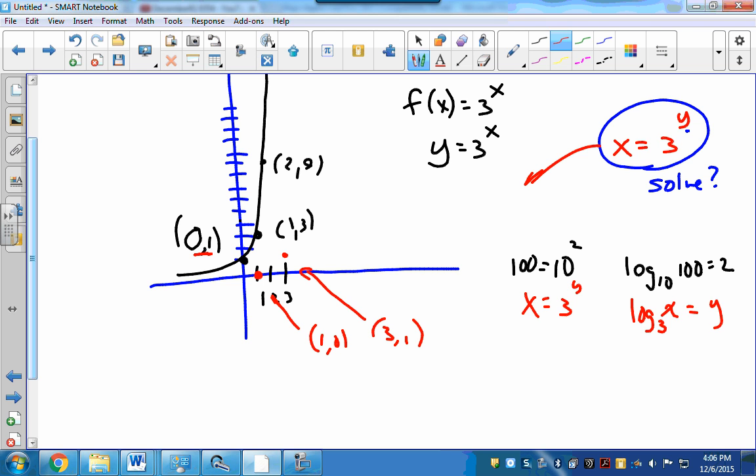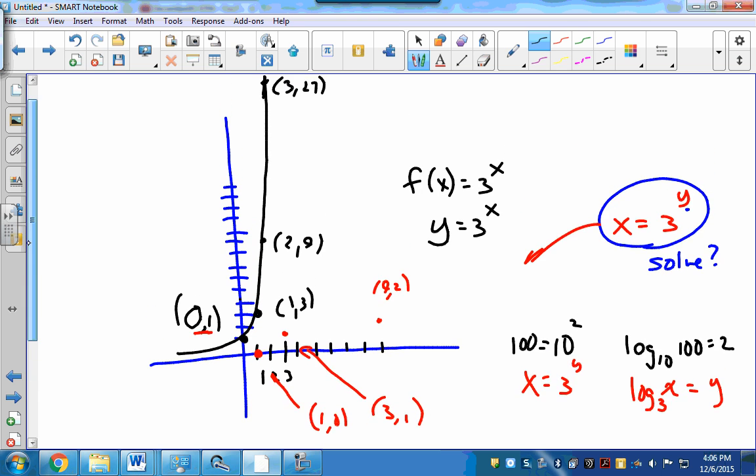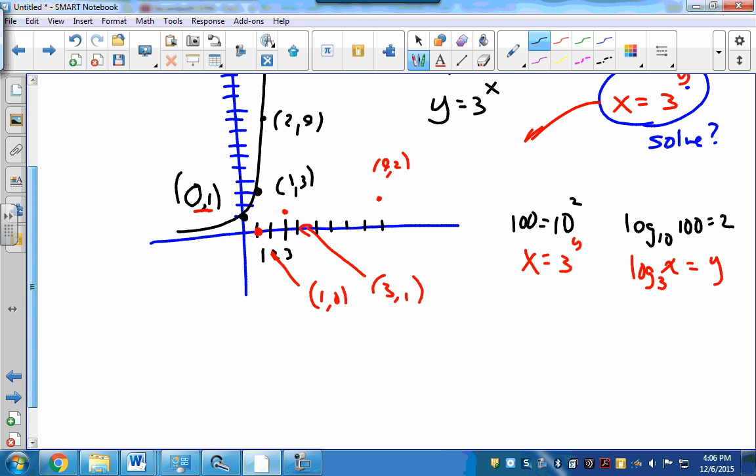The point 2, 9 turns into 9, 2. Like right about here, 9, 2. The point that was way up there, 3 to the 27 would be way over here somewhere, 27, 3. So you could imagine, somewhere out here, there's another point that I can label 27, 3.